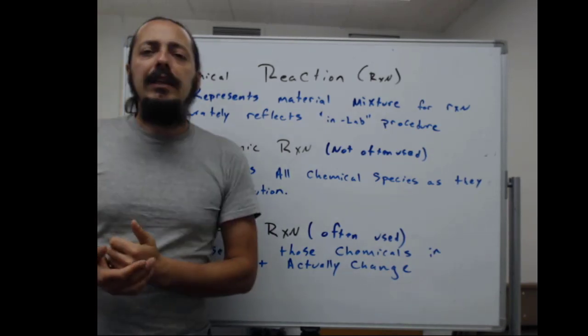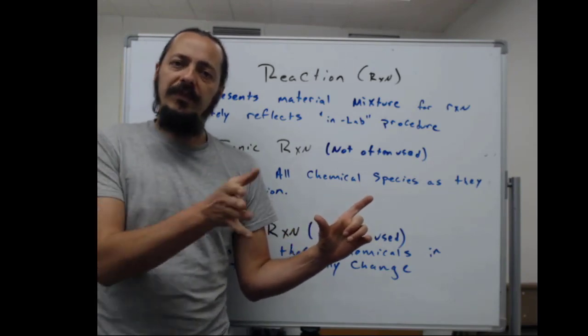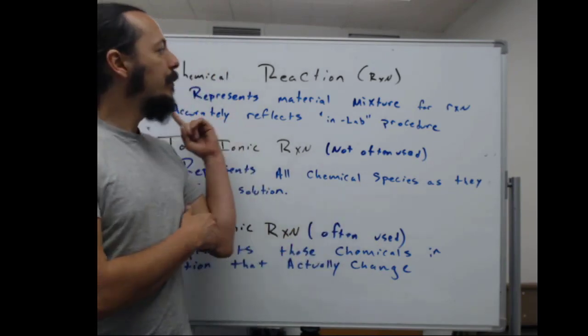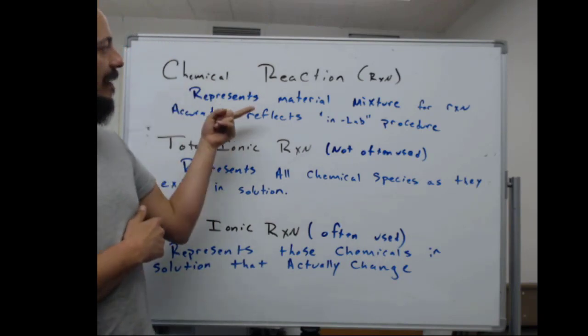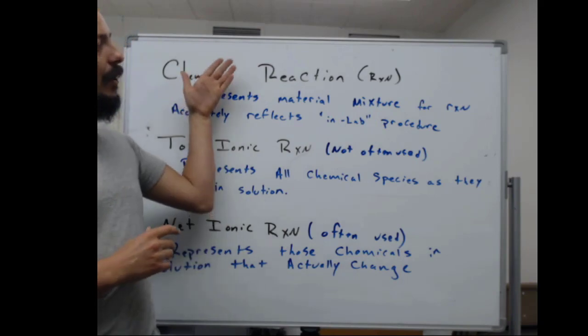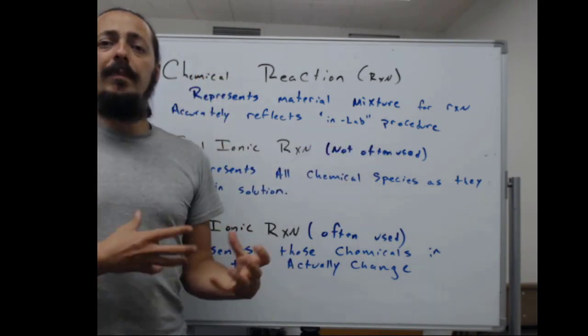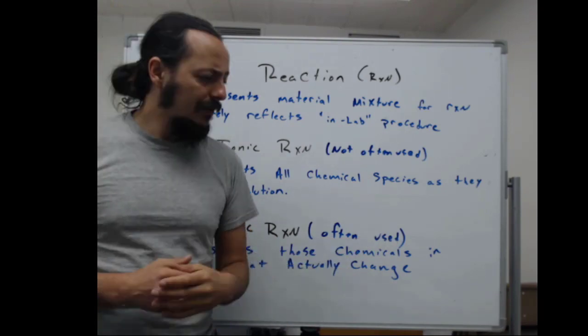What we've been working on so far is writing our chemical reactions. This is what we typically use when we have a statement, like words representing a chemical reaction. We would rewrite that, we'd translate that into a chemical reaction, reactants to products. It also does a really nice job representing what's happening on the benchtop in the laboratory when you're mixing things.